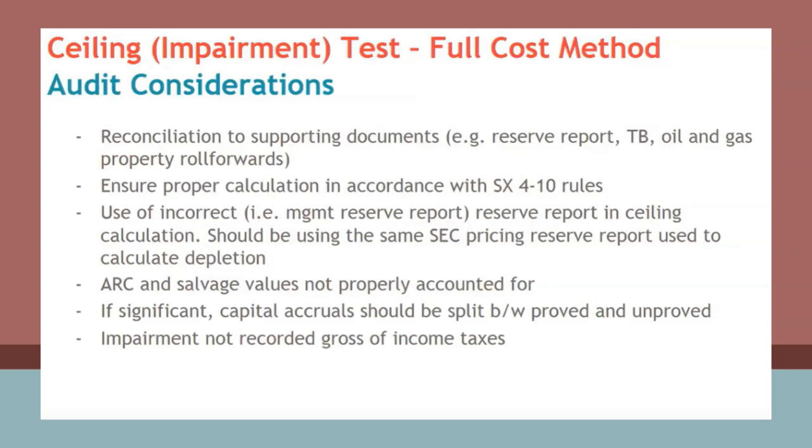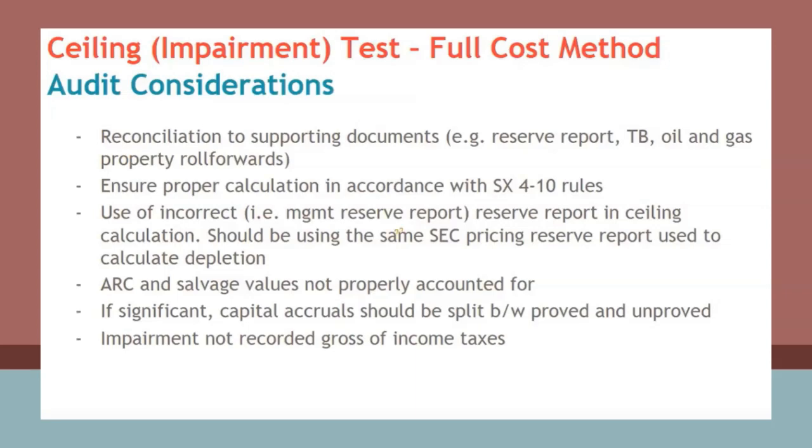The use of an incorrect reserve report in the ceiling calculation. Remember how there are 2 reserve reports for successful efforts and 1 for full cost? You need to make sure that you're not using that second one, which is based on different pricing, for the test here under full cost. You only use the one. If significant, capital accruals should be split between proved and unproved.